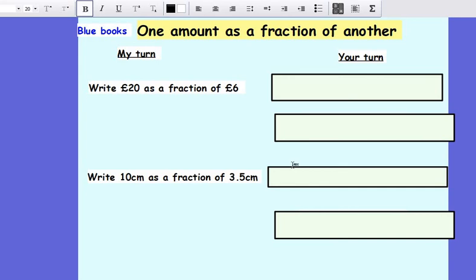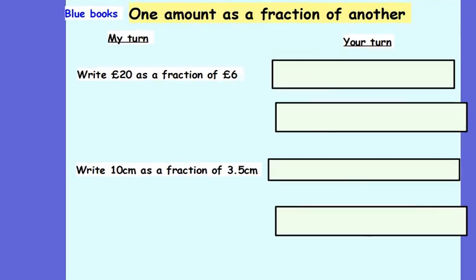Okay, Year 7, back into your dark blue books. I'll go through a couple of examples and then there's some for you to do. So pens down, eyes on me for a couple of examples. I want to write 20 as a fraction of 6. So this time I'm choosing 20 out of 6. It's a top-heavy fraction. I can simplify that to 10 over 3. So I can say that £20 is 10/3 of 6.